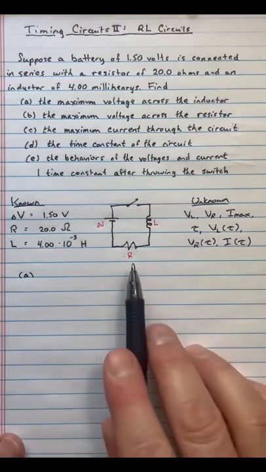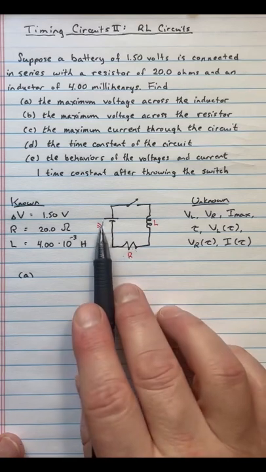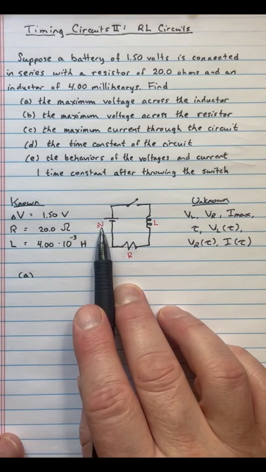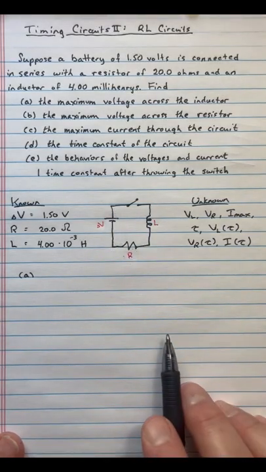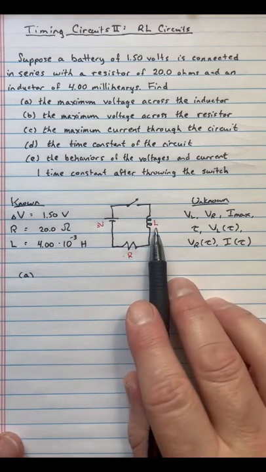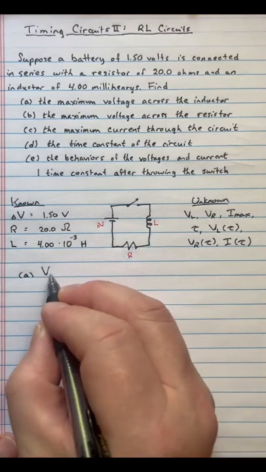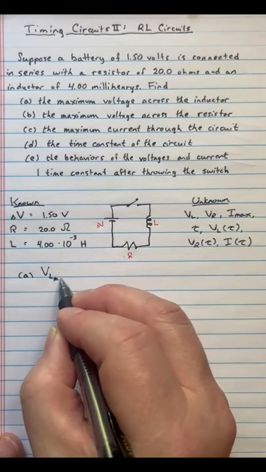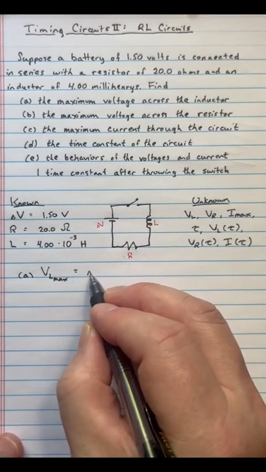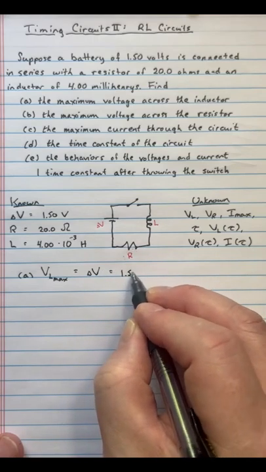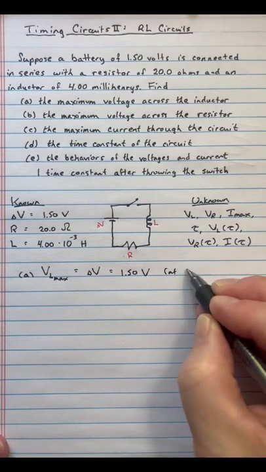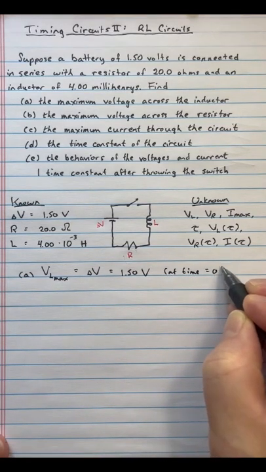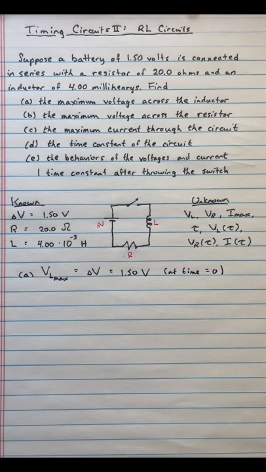But if there's no voltage across the resistor, and we have a battery supplying a positive 1.5 volts, where's the voltage drop? Well, again, assuming our usual assumptions about wires not having any resistance worth the name, that implies that the voltage across the inductor will equal the same thing as the battery, which is 1.5 volts. And that will happen at time equals 0, the moment that we throw the switch. Okay, that's kind of an interesting concept.